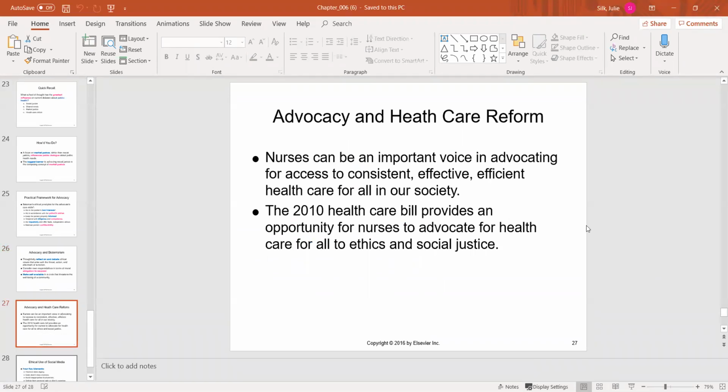Okay, so nurses can be an important voice in advocating for access to consistent, effective, and efficient healthcare for all of our society. In 2010, a healthcare bill provides an opportunity for nurses to advocate for healthcare for all, to ethics and social justice.